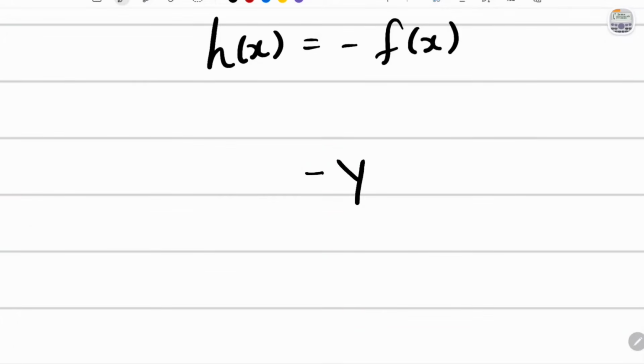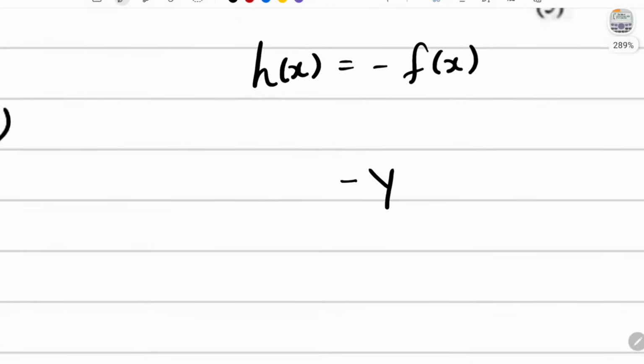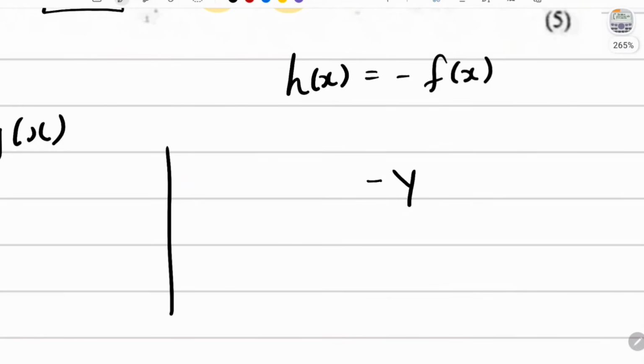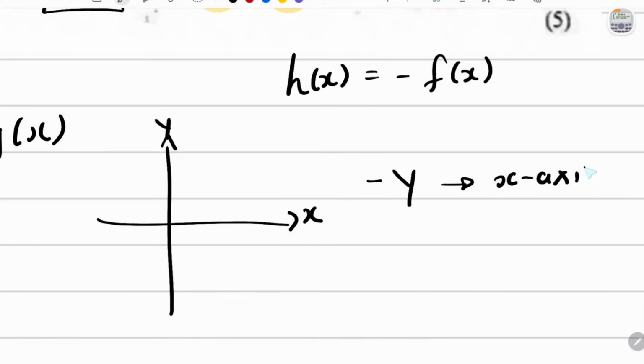It's a reflection, right? But it's a reflection in a specific axis. We have two axes. We have an x-axis and we have a y-axis. If they make y negative, this is a reflection in the x-axis. Here's a brief explanation why, okay? It's a reflection in the x-axis.